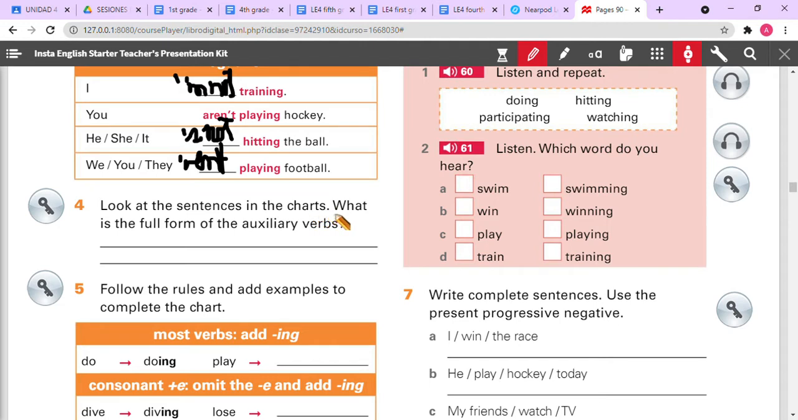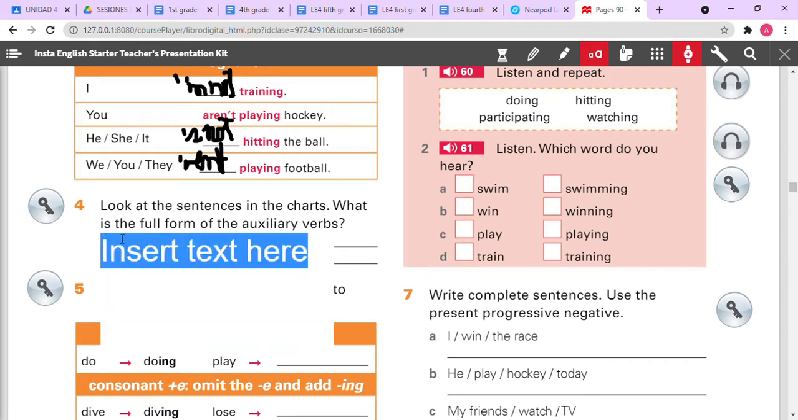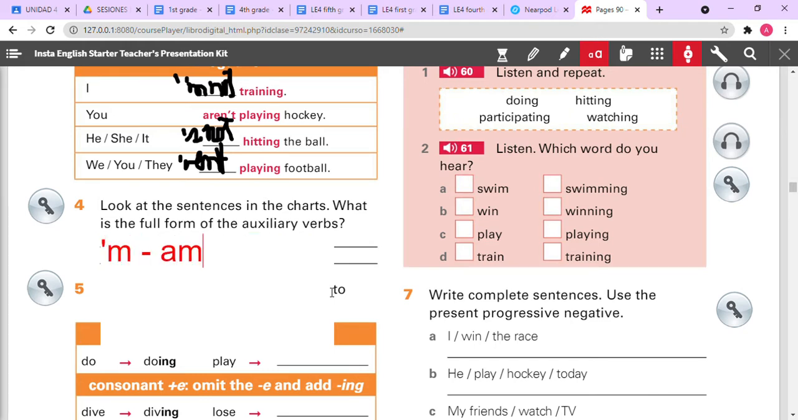Look at the sentences in the chart. What is the full form of the auxiliary verb? In this part, we're going to see the full form. Okay? For example, when the book says this, this is equal to am, then it says this, and this is equal to are, and then it says this, and this is equal to is.